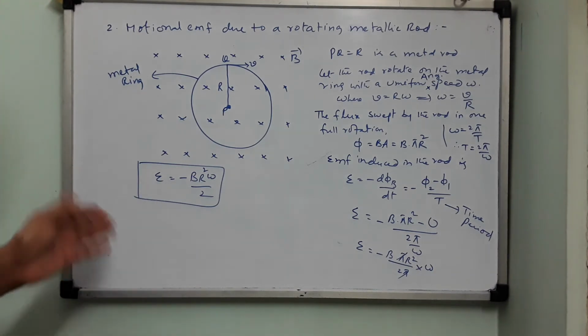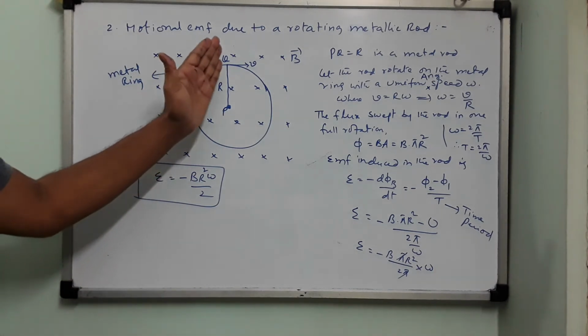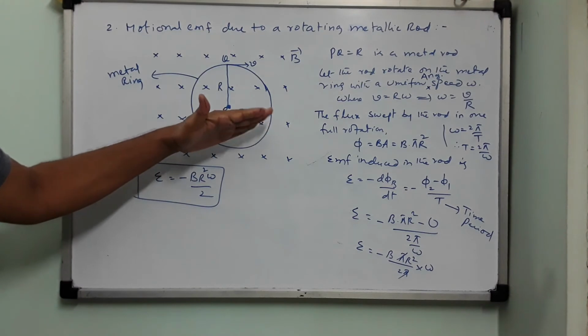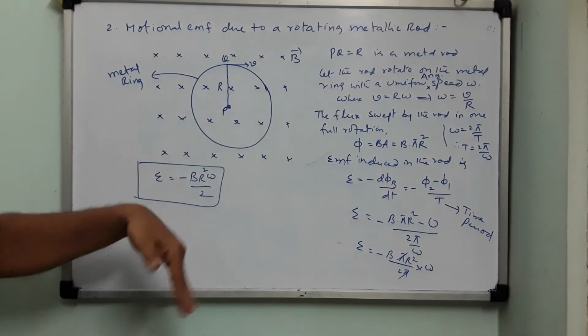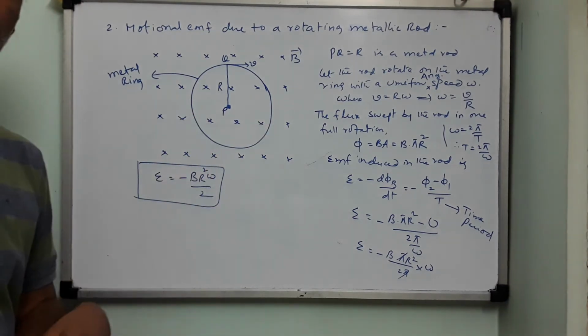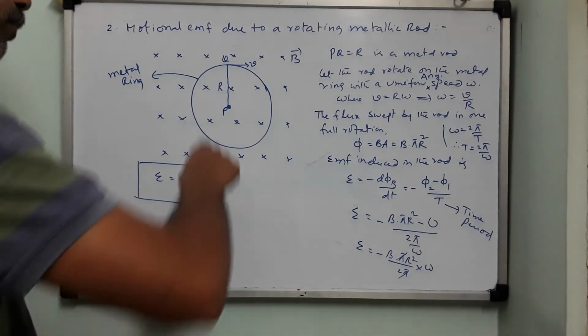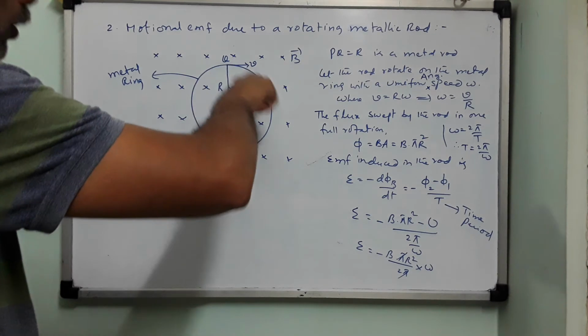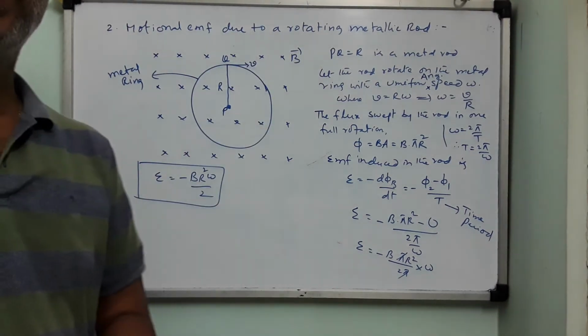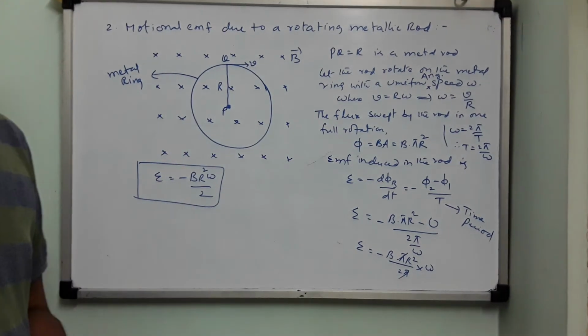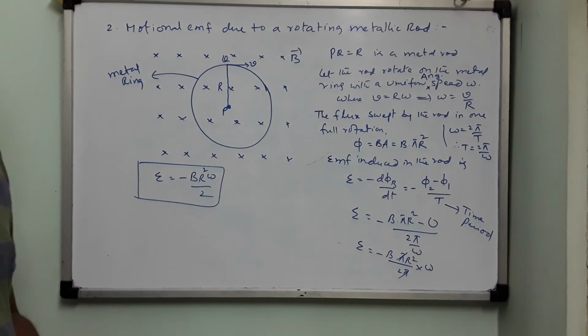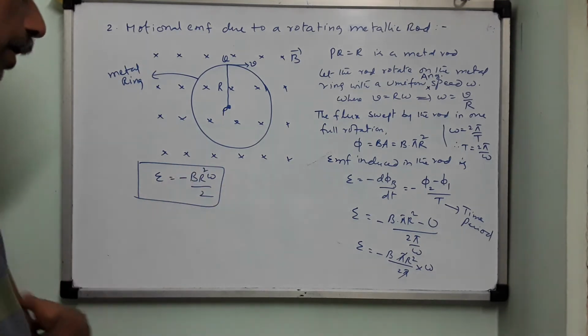Negative sign always opposes. That means as soon as it starts sweeping, the EMF comes into it. The direction of induced EMF is always such that it opposes any further increase in the flux. That means someone has to keep rotating it at uniform speed, otherwise it will stop on its own, because induced EMF will oppose the motion. Okay, right. So this is only the magnitude.